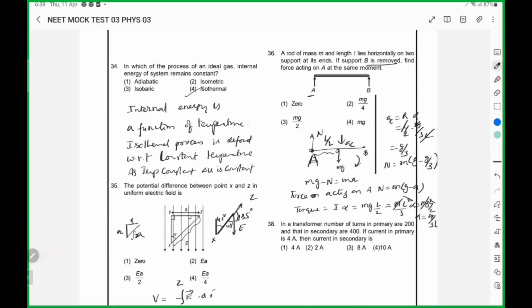Let us check, one minute. Alpha is, oh sorry, 3g by 2L. Alpha is 3g by 2L.